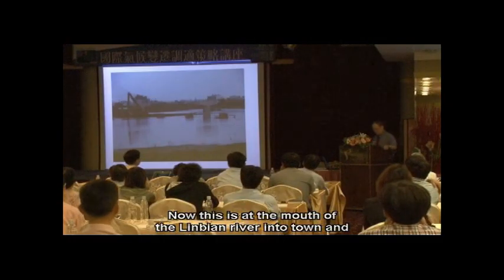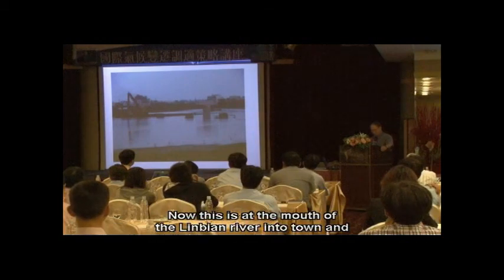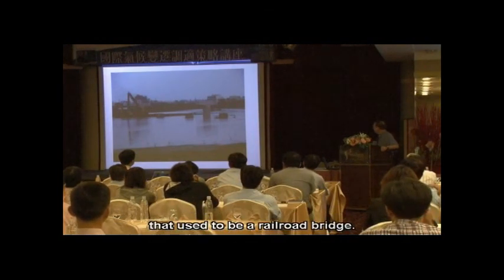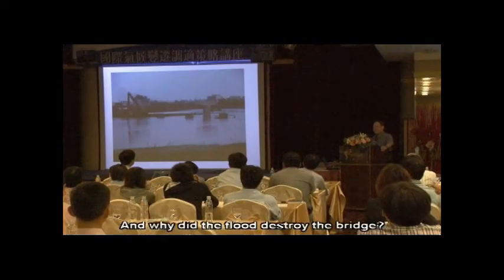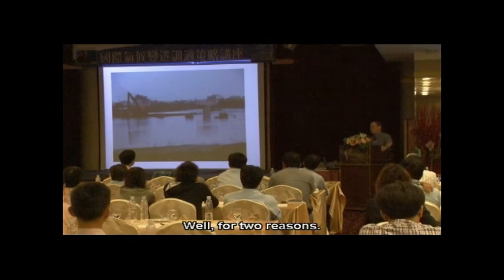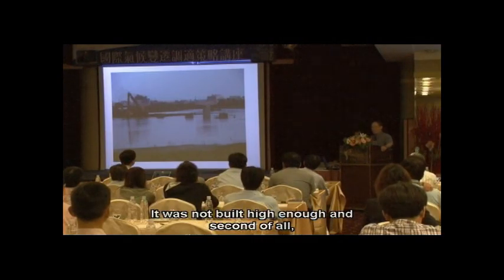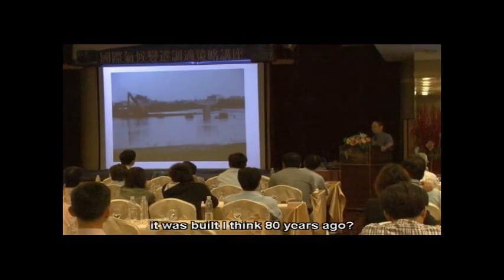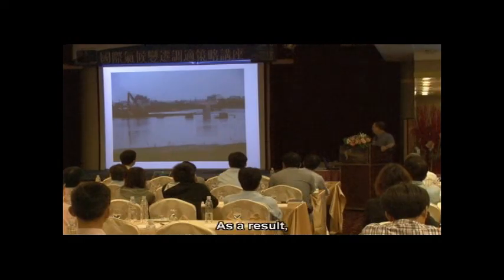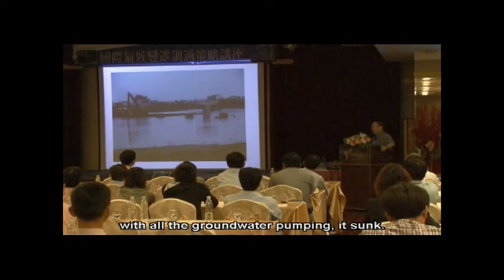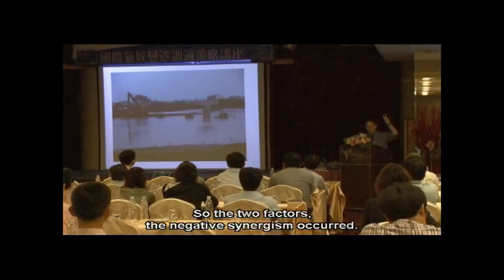Now this is at the mouth of the Lindian River in the town, and that used to be a railroad bridge. And why did the flood destroy the bridge? Well, for two reasons. First of all, it was too low. It was not built high enough. And second of all, it was built, I think, 80 years ago, during the Japanese occupation. As a result, with all the groundwater pumping, it sunk. So the two factors, the negative synergism, occurred.